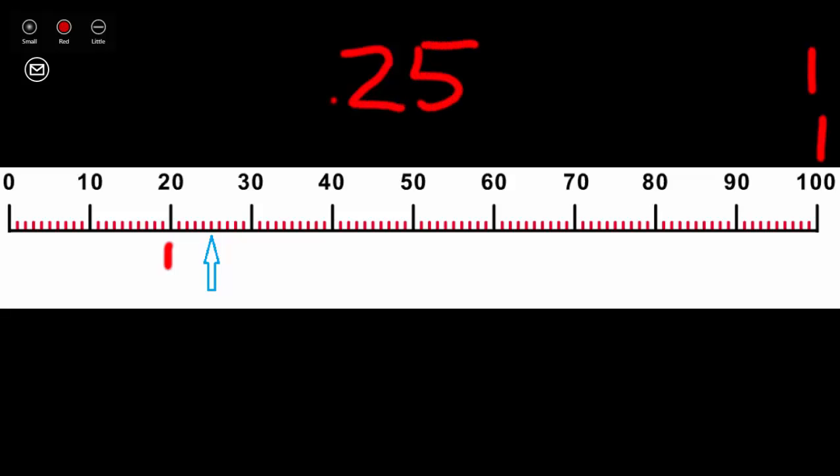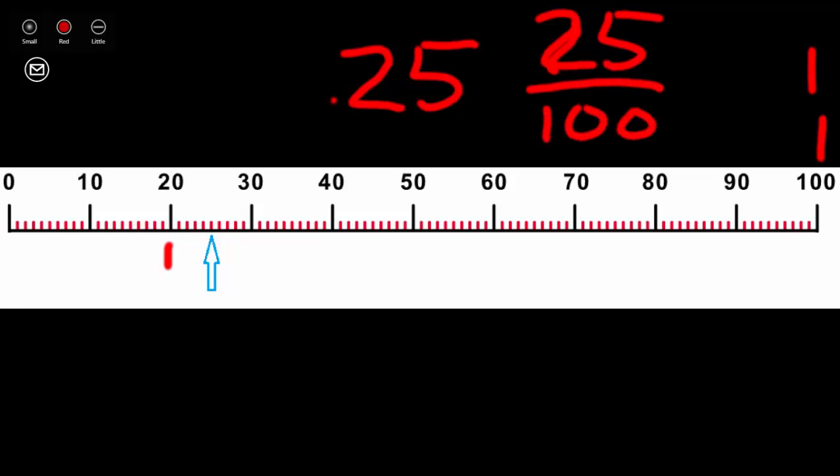Or you could write it as a fraction as 25 over 100, and it would actually be read the same way as the decimal, 25 hundredths. We always say if you can read the decimal out loud, you can then write it as a fraction, because it's said the exact same way.